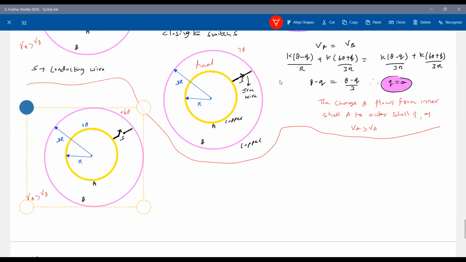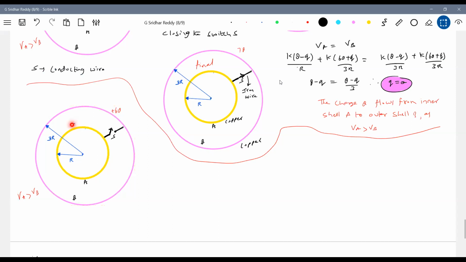Sir, you substituted K into capital Q minus small q by R, no sir? If instead of minus q, we take plus q. Not like that, some charge here also depends. Some charge will leave. What charge will leave, we don't know. Yes, sir. I don't know. No. At least can you say something about potential now? Which will be at higher potential? So first we'll calculate potential.